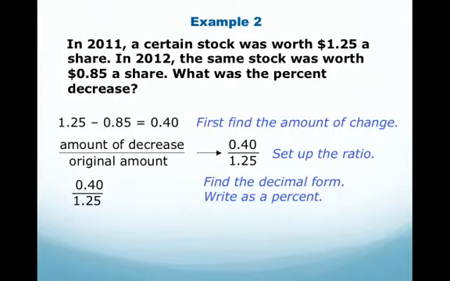And then we have to change that to a decimal by doing 0.40 divided by $1.25. When you do that division, you get 0.32. To change that to a percent, you have to move the decimal either 2 places to the right or multiply that decimal by 100, and you'll get 32%. So the percent of decrease for that stock should have been 32%.